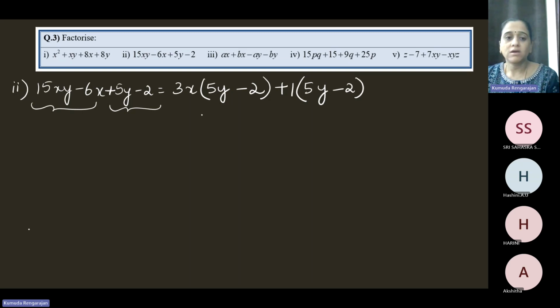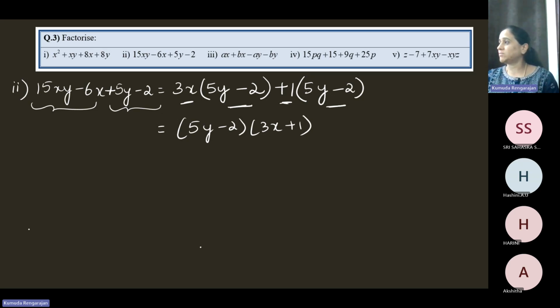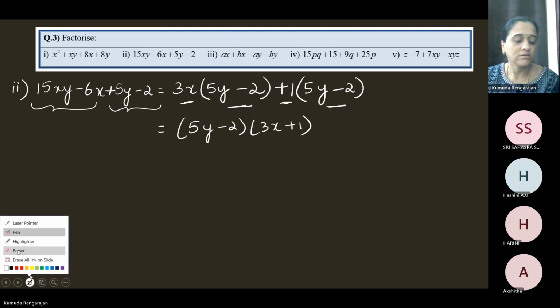So now our grouping procedure is correct because we have the same expression in the brackets here. 5y minus 2, 5y minus 2. So write that once, 5y minus 2 once. And what are the other terms? 3x and plus 1. Yes. Put them in another bracket. Okay? Yeah. Do the others.